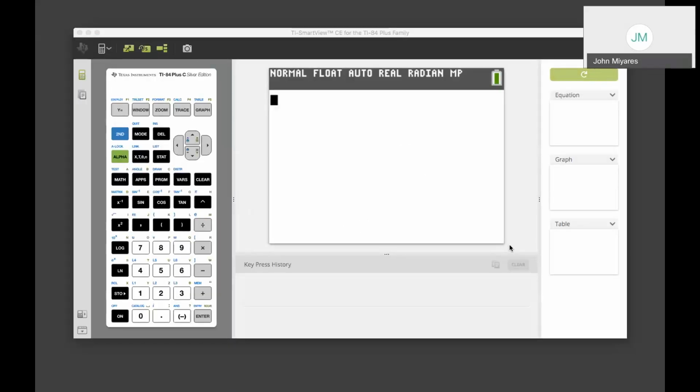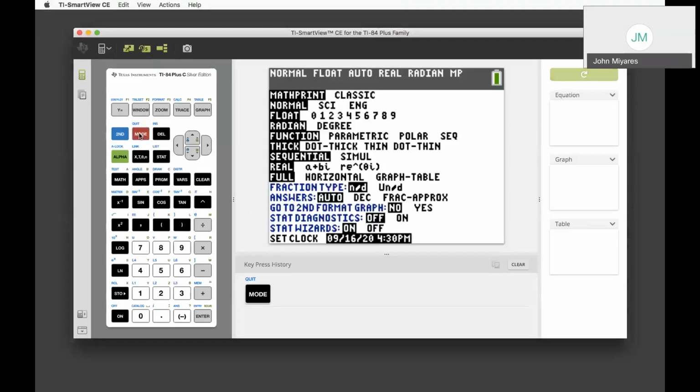So now I've got my TI-84 calculator emulator up here on the screen. So we're going to hit the mode button to make sure that we're working in degree mode so that when we do these computations, we're going to be getting the angles back in degrees. So I'm going to go down, radian, use the right arrow to go to degree, hit enter, and then second, quit.